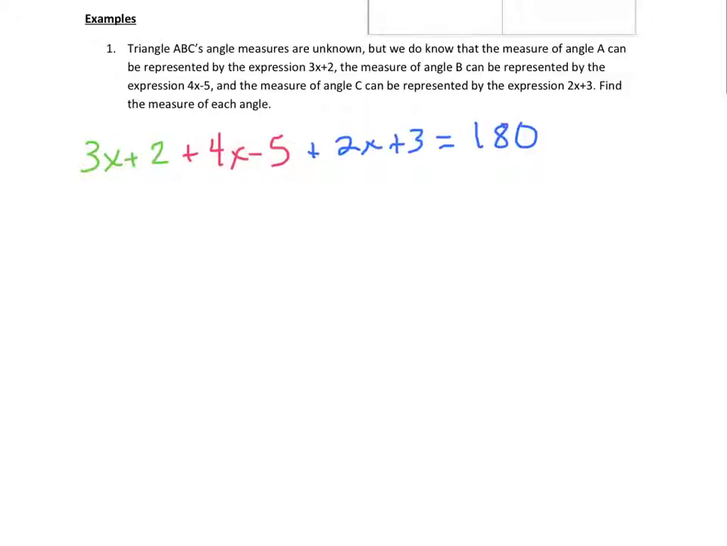So we'll combine like terms. 3x plus 4x plus 2x makes 9x. And then 2 minus 5 plus 3 makes 0. So I'll just bring down my equals 180, divide both sides by 9, and find that x equals 20. But we're not quite done yet because we want to find the measure of each angle.